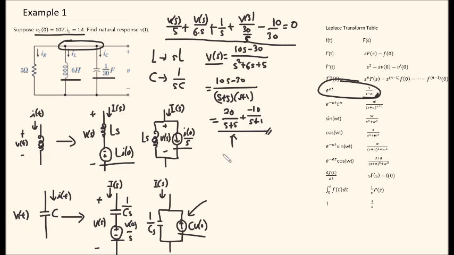And from this equation, the answer V of t in the time domain, we get 20 times e to the minus 5t plus, actually minus, because we have a minus here, 10 times e to the minus t. So if you can see here, this is the same answer as before.